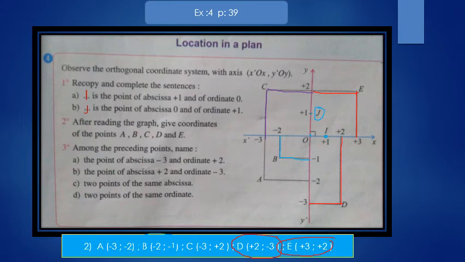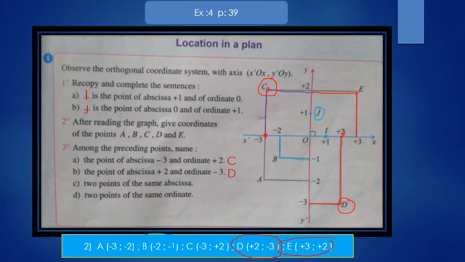Now part 3. Among the preceding points, name the point of abscissa -3 and ordinate +2. It means on the x-axis it's on -3. Here is -3. Ordinate +2, I have to go up to reach +2. So I'm talking about which point? It's point C. The point of abscissa +2 and ordinate -3. I have to go first to +2 and then go down to -3. Then I'm talking about point D.